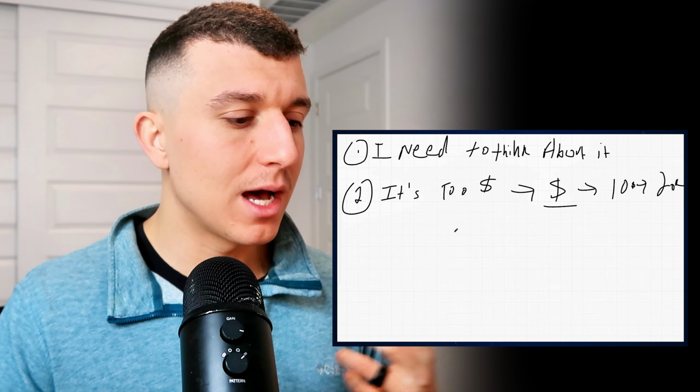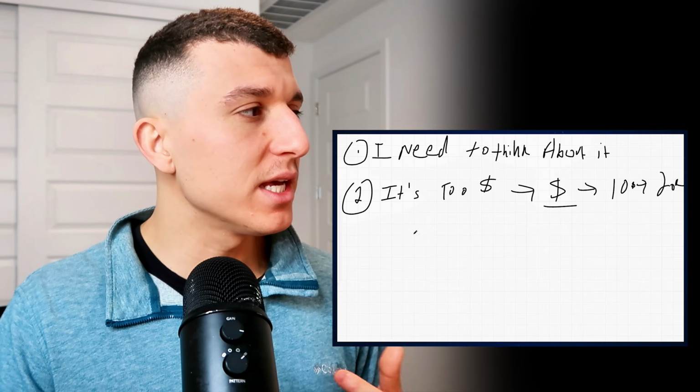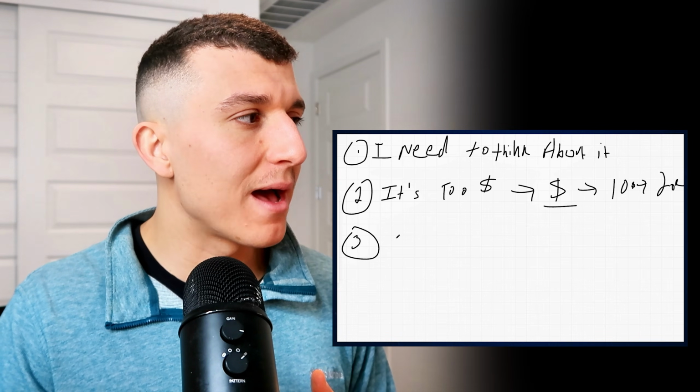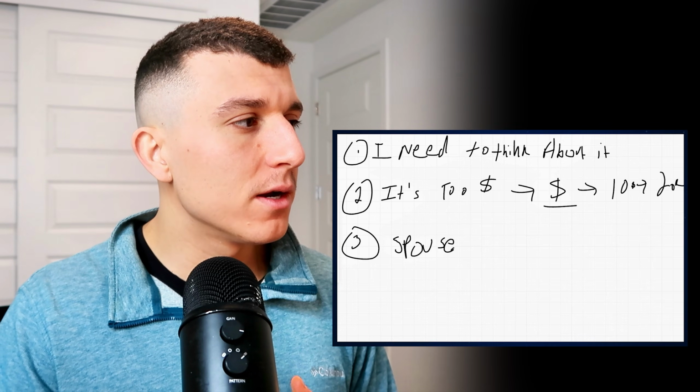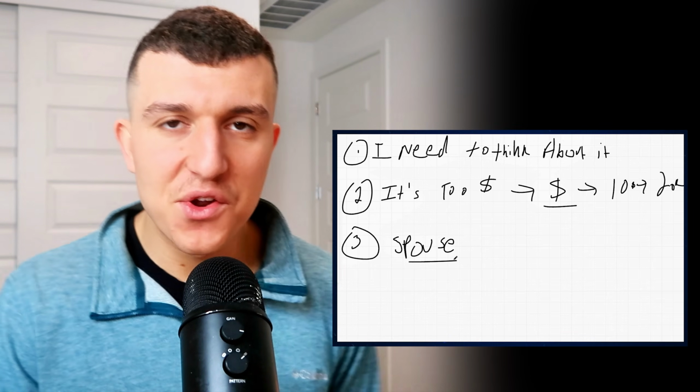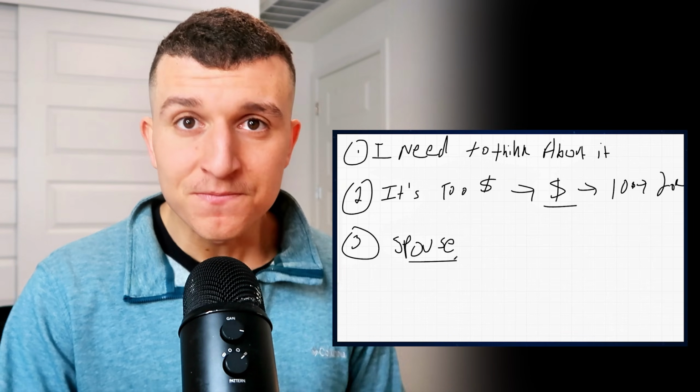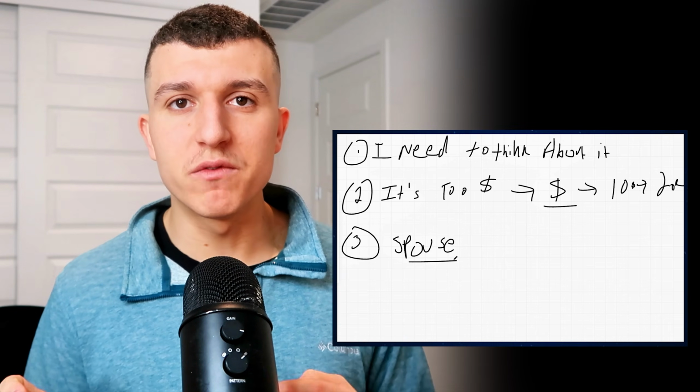Now, the third common objection that you're always going to get is that spouse. I need to speak to my spouse. Hold up, Peter. I'm not doing anything until I speak to my spouse. This is actually one of the hardest objections to overcome.